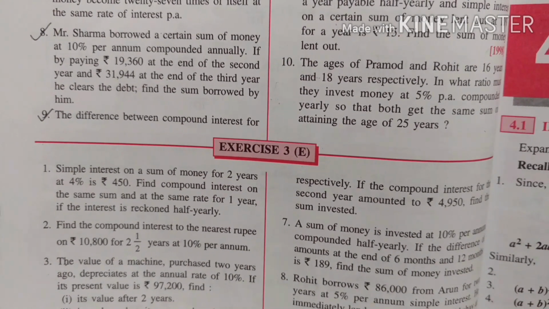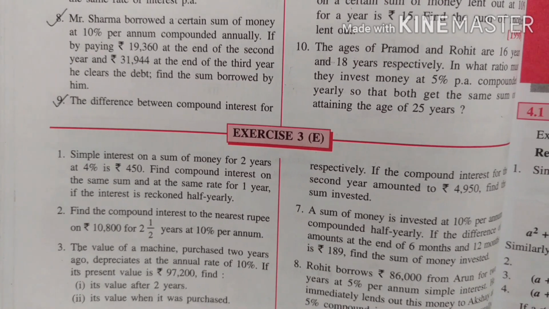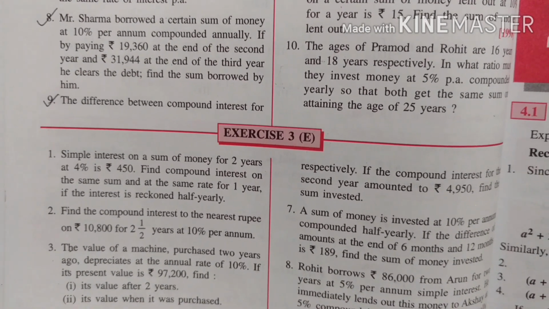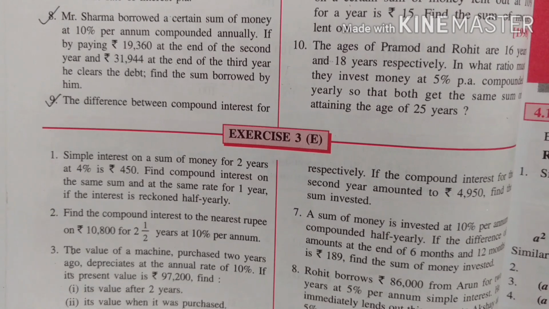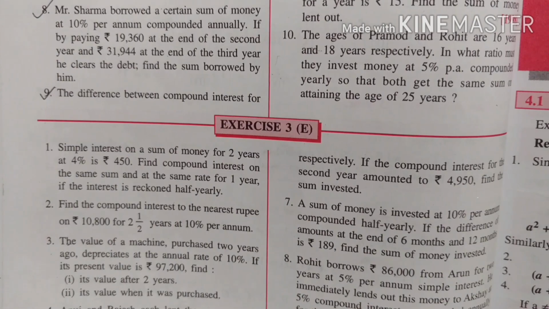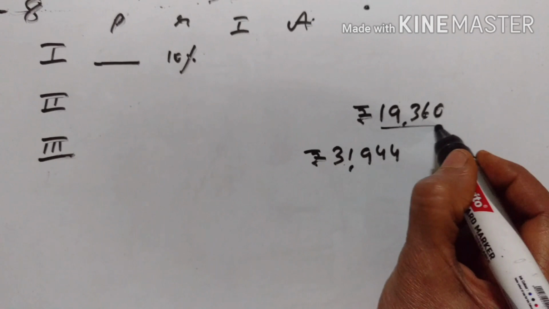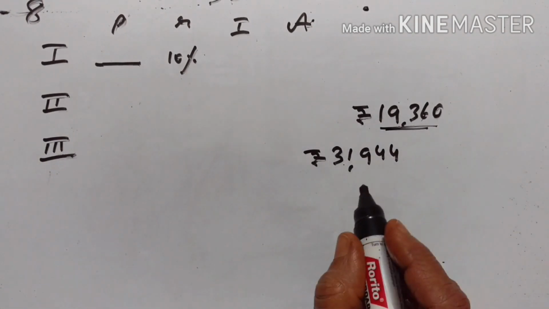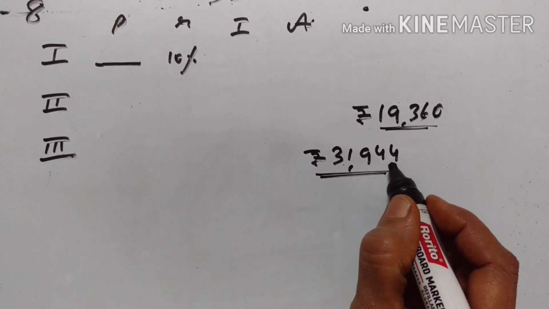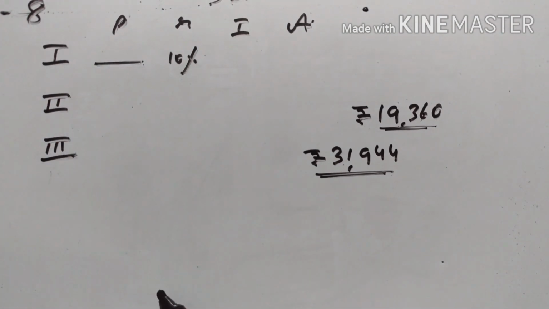8th problem. Mr. Sharma borrowed a certain sum of money at 10% per annum compounded annually. If by paying rupees 19,360 at the end of the second year and rupees 31,944 at the end of the third year, he clears the debt, find the sum borrowed by him. At the end of second year, he pays 19,360 and at the end of third year, he clears the debt by paying 31,944 rupees. You have to find what is the principal at the beginning of the first year.